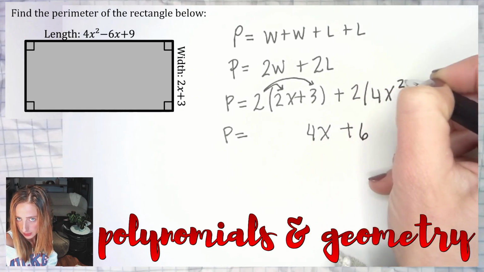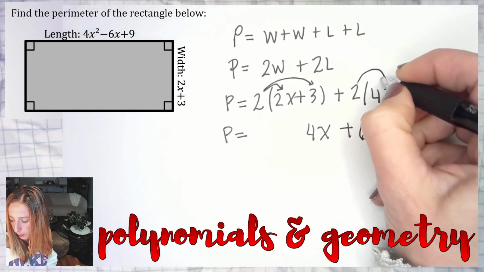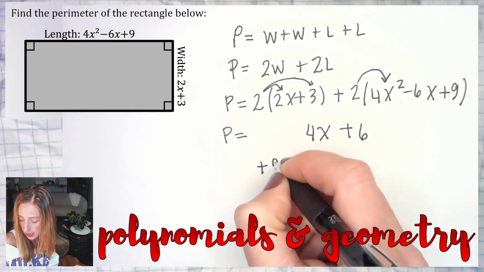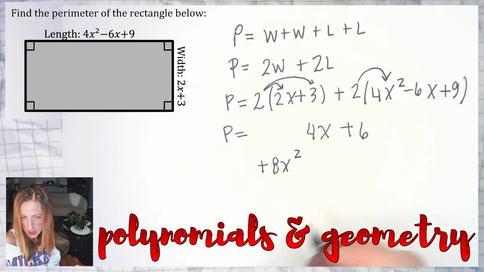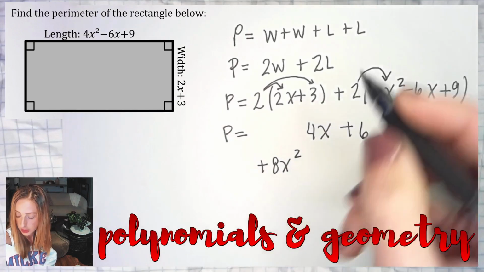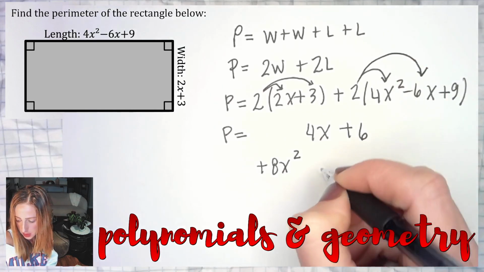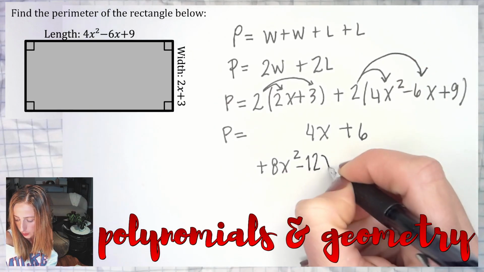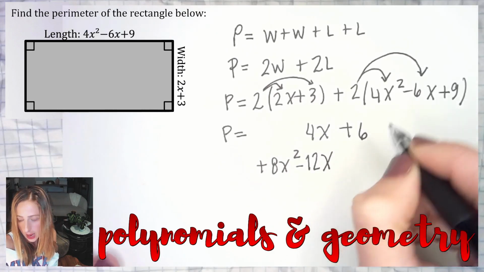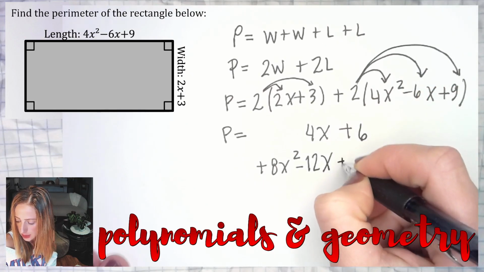Next, I'm going to keep adding. No subtracting. That's kind of nice. It's a little less messy. Positive 2 times 4x squared is going to be plus 8x squared. I'm going to put that here, so my answer ends up in standard form, and I'm going to line things up in columns and kind of know where everything came from. 2 times negative 6x is negative 12x. I'll line that up underneath the 4x, so I have like terms stacked vertically. And then 2 times 9 is plus 18.